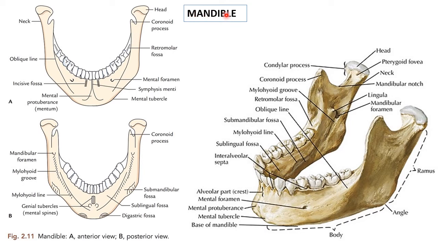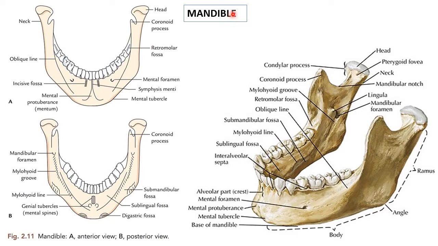Assalamu alaikum dear students. Today we will be studying the mandible. We will be studying the gross and bony features of the adult mandible, the attachment of muscles on the mandible, and the attachments of various ligaments on the mandible and the joints formed by the mandible.